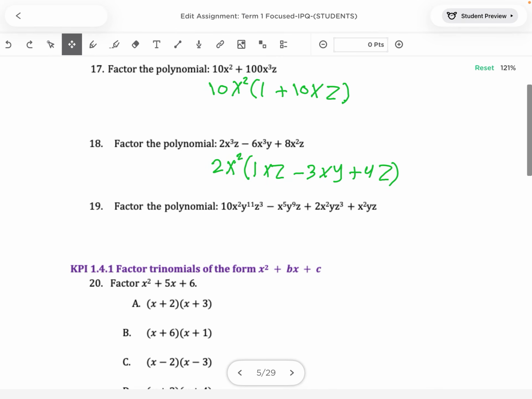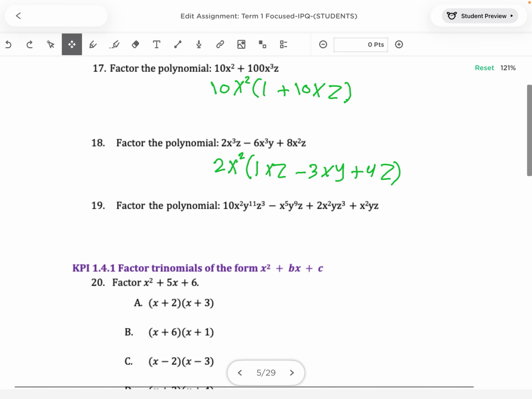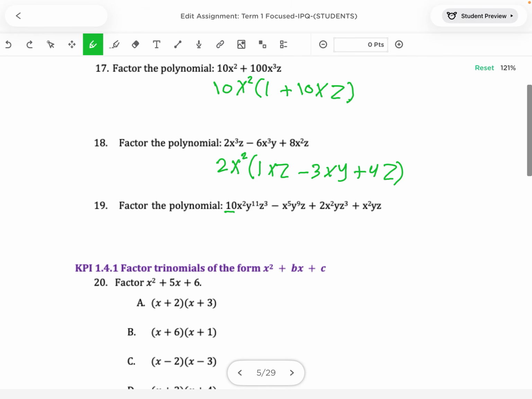Next one, the numbers are 10, -1, 2, and 1, so there is no common factor between the numbers. We have to check the variables. Between the x's, x squared is the least power. Between the y's, y is the least, and z is the least. So 10 divided by 1 is 10, x squared gone, y power 11 divided by y will be y power 10, z power 2. Remember, we subtract the powers.